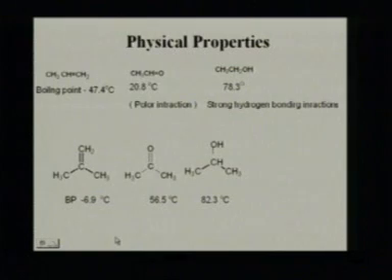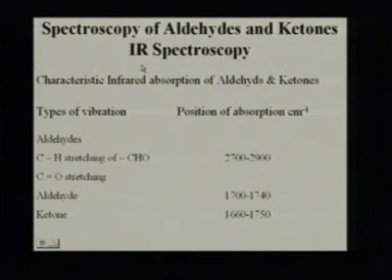Now come to the spectroscopy. Now we are taking first IR spectra. In IR spectra, we have 2 characteristic peaks for the carbonyl group. One is because of the CO stretching, and the other is CH stretching in the case of the aldehyde. Such a signal is not possible in the case of ketone. The CO stretching generally ranges around 1700 to 1740 centimeter inverse in the case of the aldehyde, and for ketone it is around 1660 to 1750 centimeter inverse.